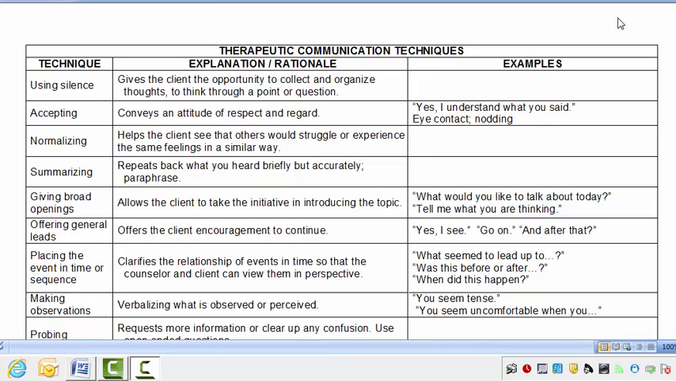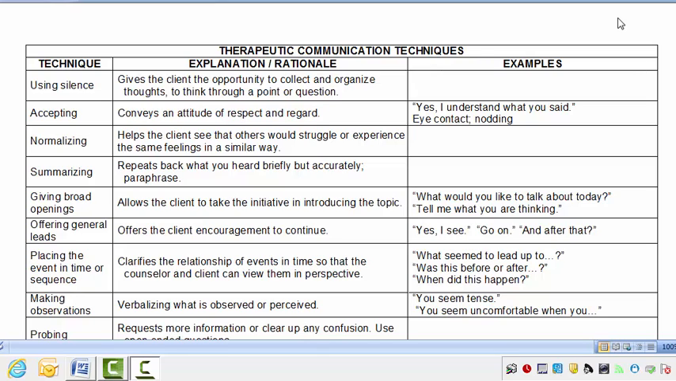Hi, this is Dr. Still again, and I wanted to go over the therapeutic communication techniques with you, recognizing that you're going to need to be familiar with these different communication techniques when you're doing your video for your final. When you are counseling with somebody, you have to help them to explore their problem.